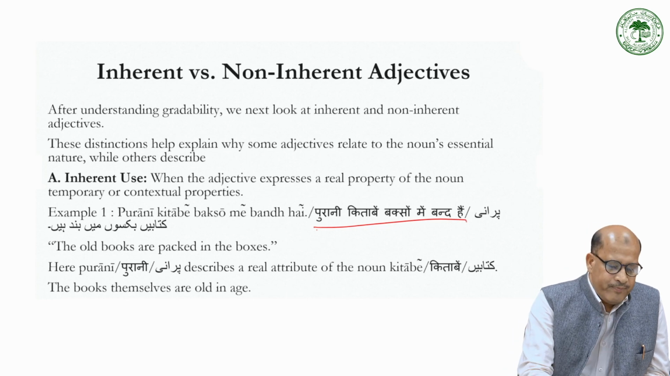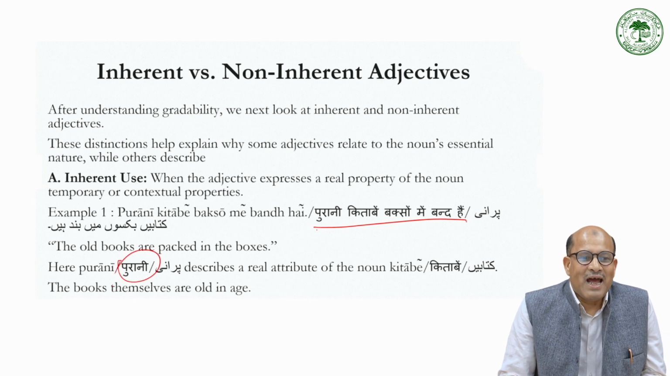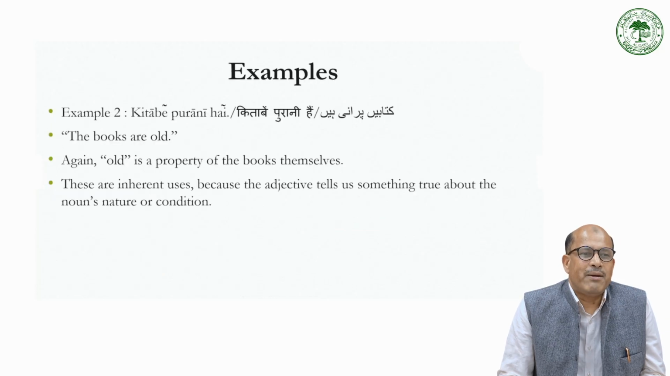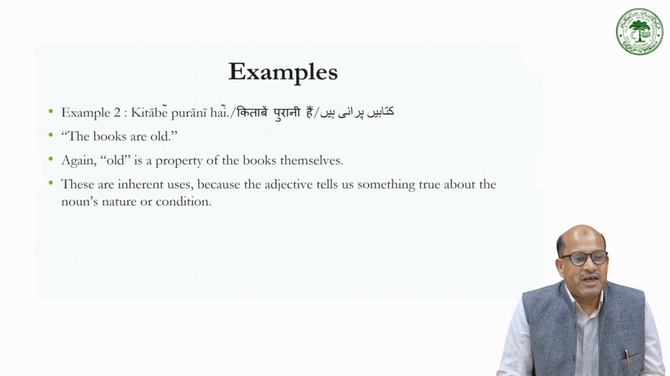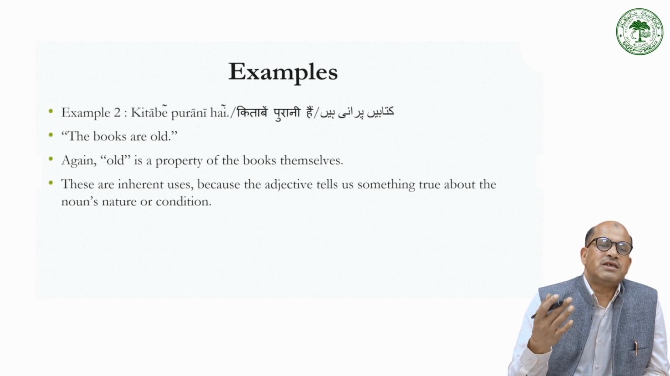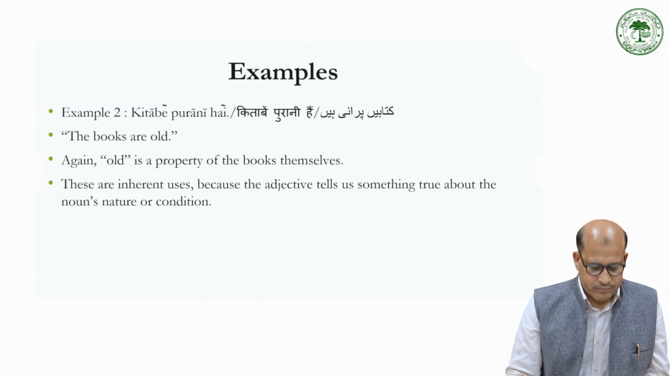Here, पुरानी describes a real attribute of the noun किताबें. The books themselves are old in age. Select referring to पुरानी किताबें. किताबें पुरानी हैं. The books are old. Again, old is a property of the books themselves. These are inherent uses because the adjective tells us something true about the noun's nature or condition. Condition of the kitab, how it is new or old, नया है या पुरानी है. So referring to the kitab.